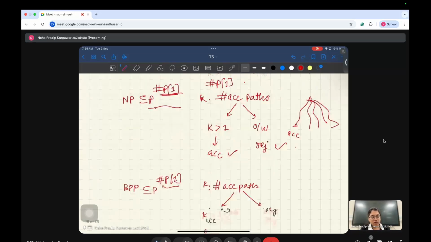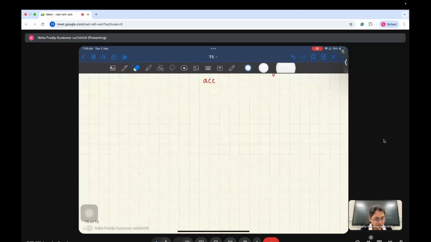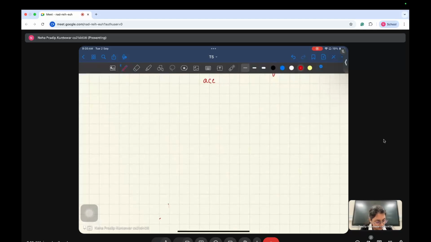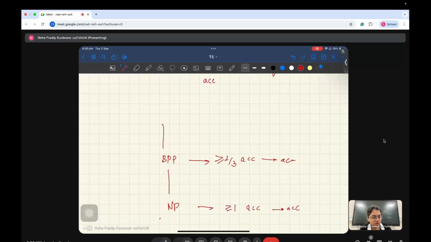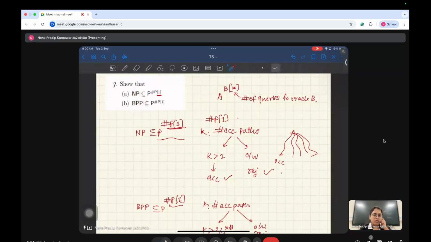In fact, you can think of defining a hierarchy of classes where NP is somewhere here, which says that if there is at least one accepting path, then I'm going to accept. BPP is somewhere here, which says that if at least 2/3 of them accept, then we are going to accept. So you can think of defining different numbers and different classes, but the major ones that we are interested in are these. Okay.